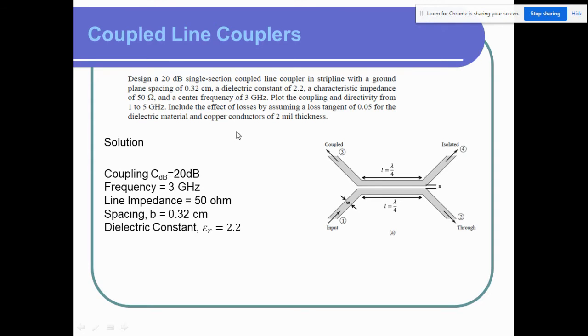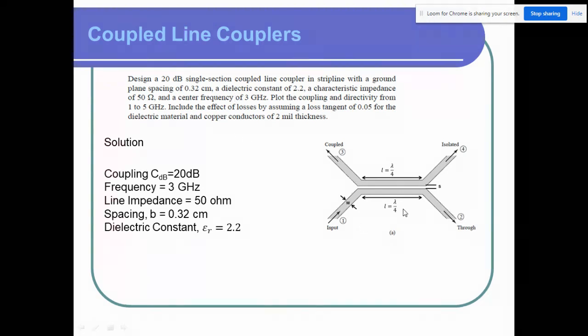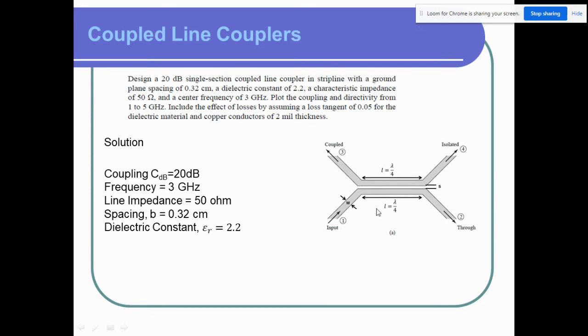So what we need to find is the L, the length of this section, both of them are the same. What is the separation between these two lines, these two coupled lines? And what are the widths? Because all the widths are the same, if we find one width, all the widths are the same.